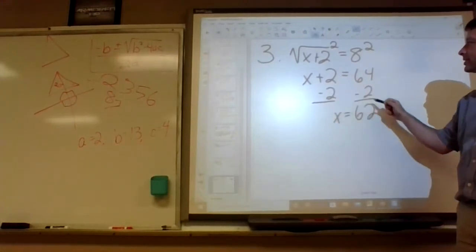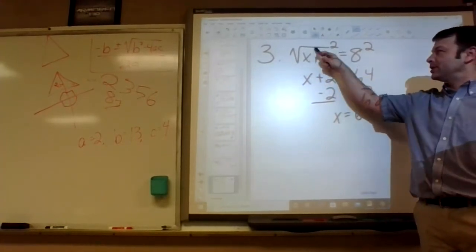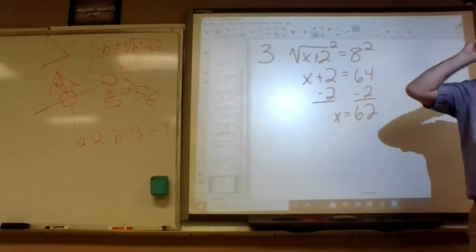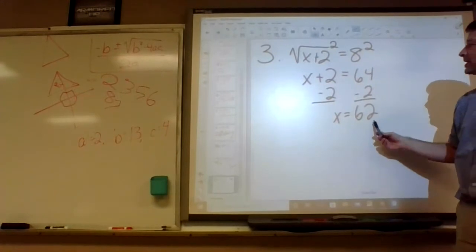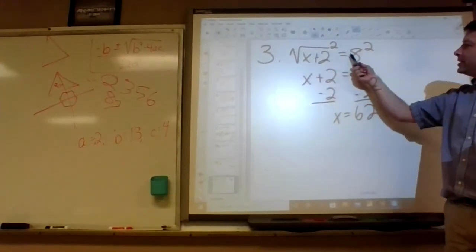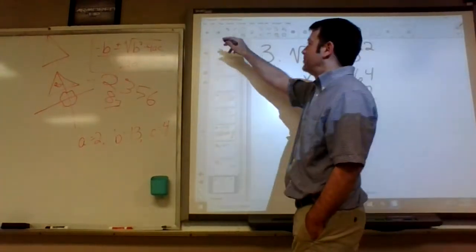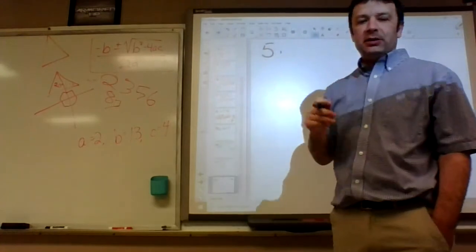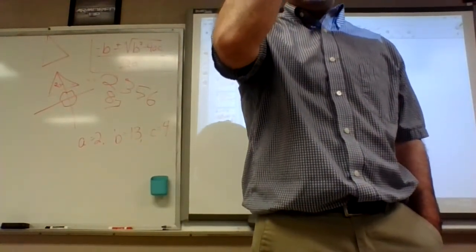62. Does that work if I plug it in? 62 plus 2 is 64. Square root of 64 is 8. You plug it in and see if it actually works. Really, it's when you square the negative over here, that's a no-go. What are you supposed to do with the negative? Number 4 is the same thing.